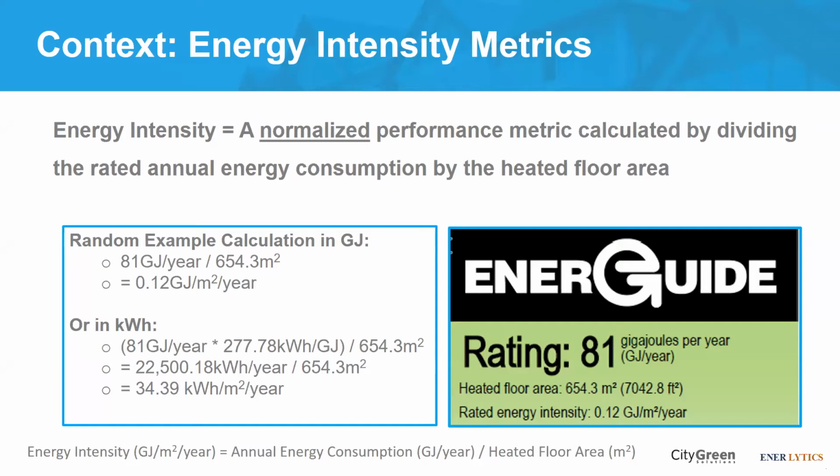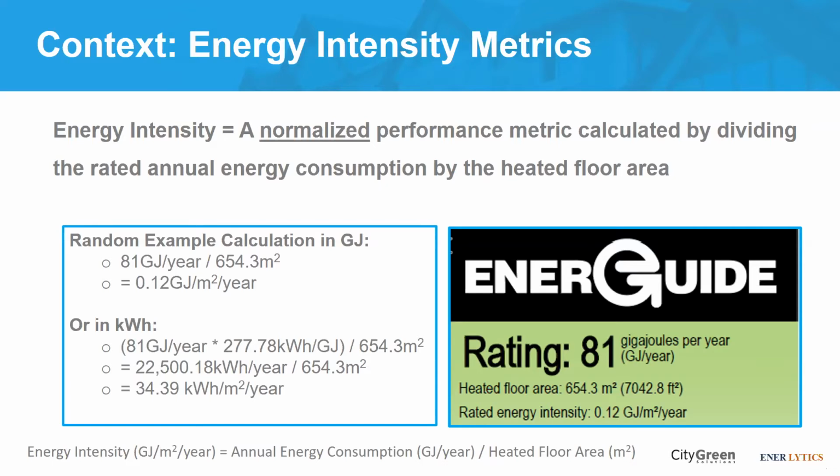On the bottom of the screen, it shows the formula. In the example we have here, we have an EnerGuide rating system home of 81 gigajoules a year with 654.3 meters squared. It shows that there's a rated energy intensity of 0.12 gigajoules per meter squared a year. If we're looking at this in kilowatt hours a year as used in the BC Energy Step Code, we have 34.39 kilowatt hours per meter squared a year.